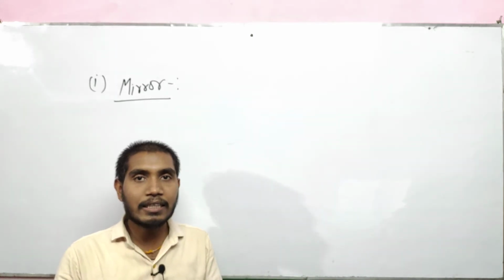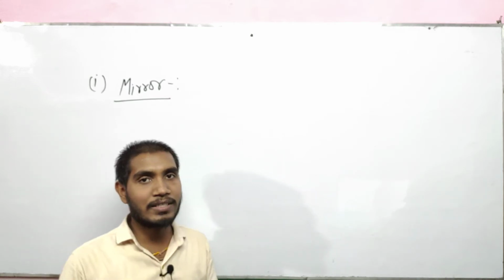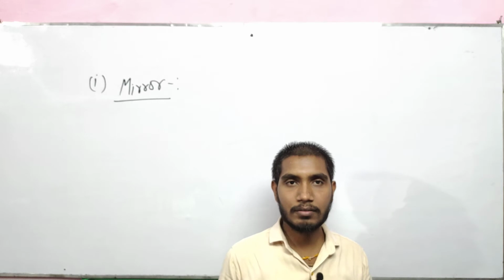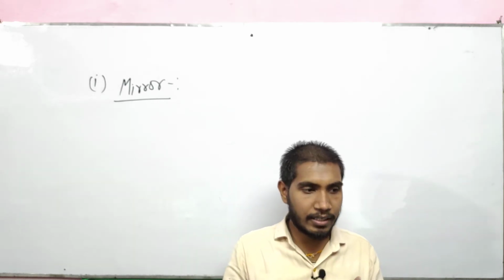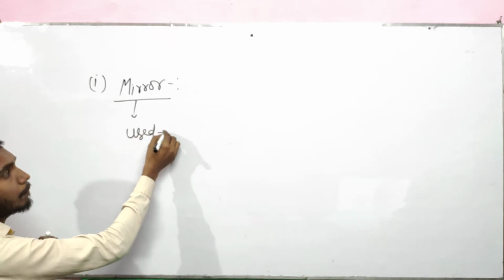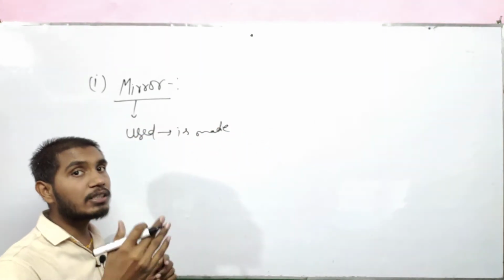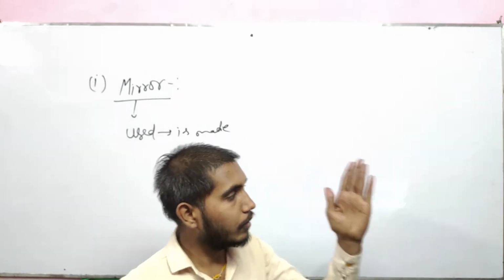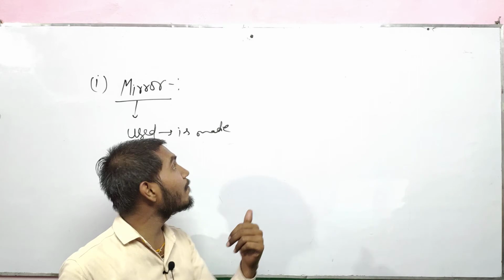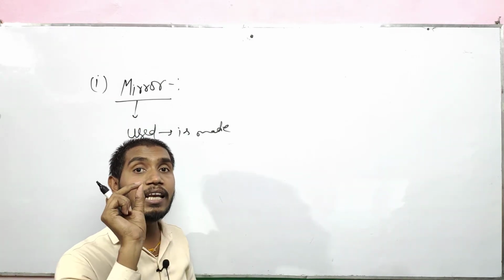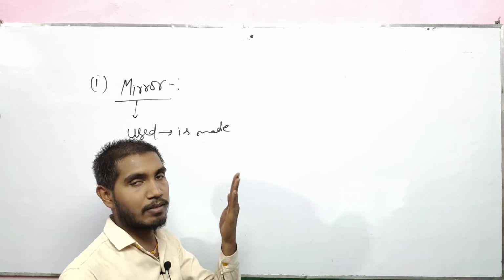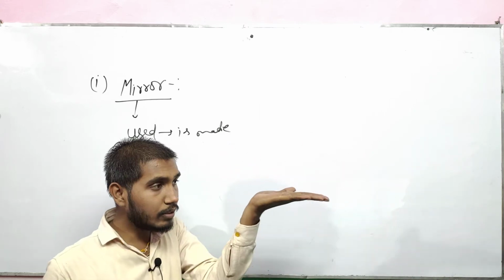The mirror we commonly use is made by depositing a thin layer of silver at one surface of a glass sheet. Once again, try to understand. This is a glass sheet, transparent glass. How do we make the mirrors? By depositing a thin layer of silver. This is a glass sheet which is transparent. We can see from this side to that side.